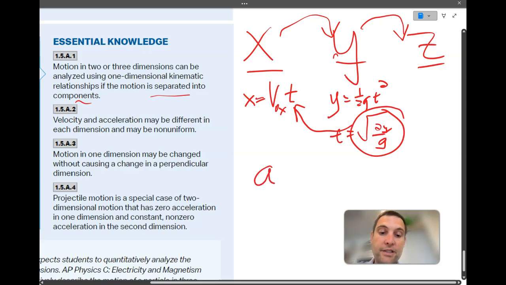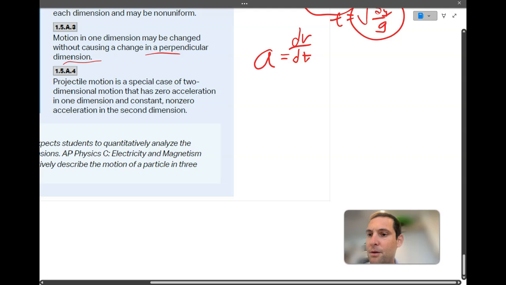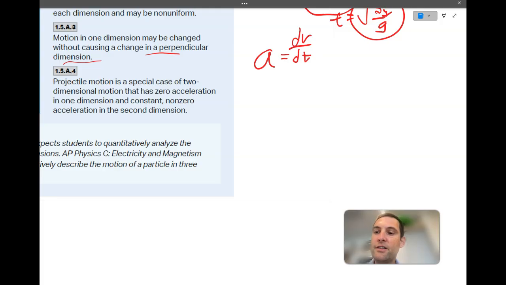What does non-uniform acceleration look like? It's going to look like this. Anytime you have a changing quantity, use the math of change. Calculus. Motion in one dimension may be changed without causing a change in a perpendicular dimension. Okay. So an object can be moving through the y dimension and not affect things happening in the z direction. That's fine. Projectile motion is a special case of two-dimensional motion that has 0 acceleration in one dimension and constant non-zero acceleration in the second dimension.